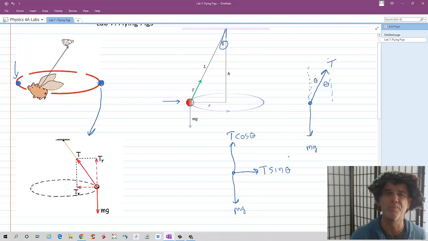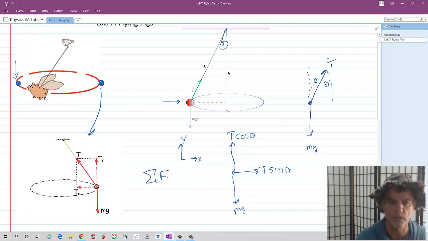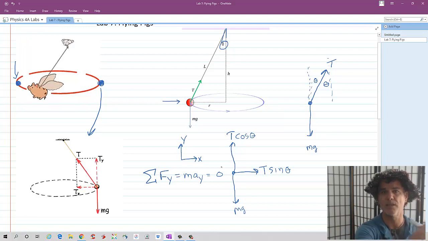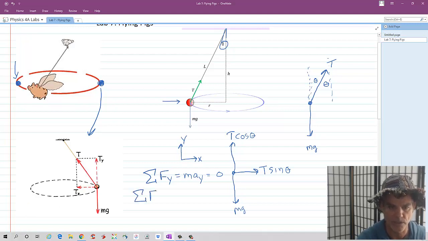Now all we're doing is applying the sum of the forces equals ma in both the x and y directions. If I define my axes like x and y, the sum of the forces in the y direction equals m a_y, which in this case is 0 because the pig is not moving up and down. It's just moving in a circle, not changing its elevation at all. And the sum of the forces in the x direction equals m a_x, where the acceleration is centripetal acceleration, v squared over r.